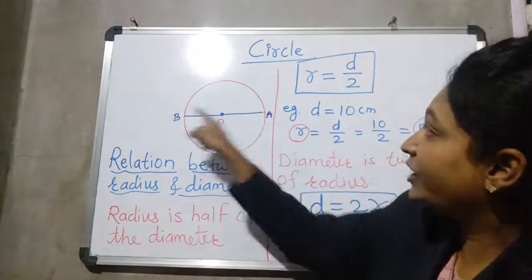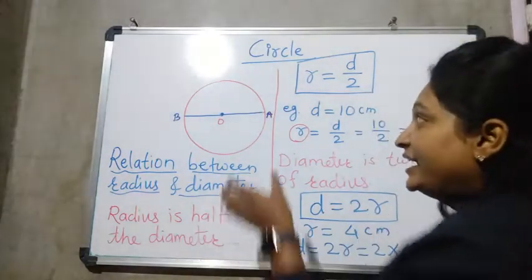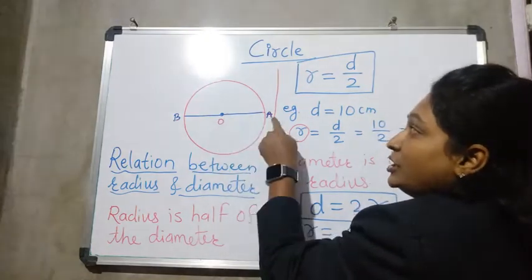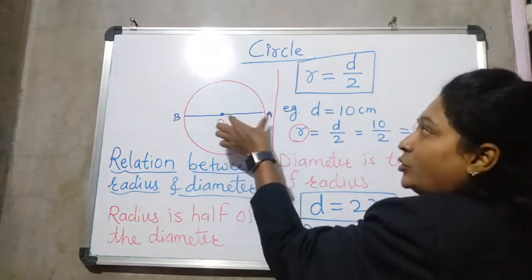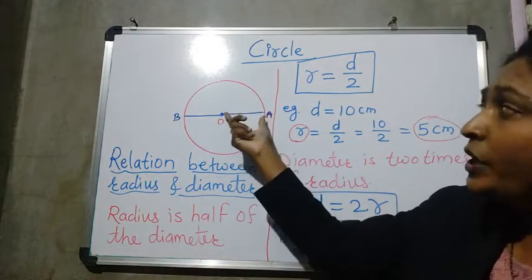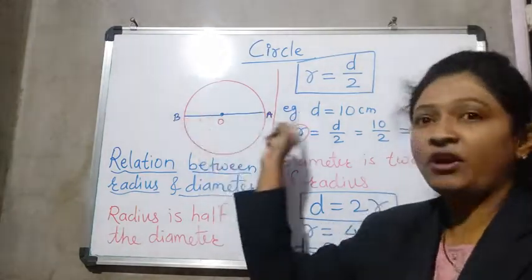Diameter is, see, from A to B is diameter. Full line. This is the diameter. And radius is what? Radius is half of this line. Because from center to this boundary the same distance is there. So OA is also the same and OB is also the same. It means OA is half of AB, or we can say OB is half of AB.